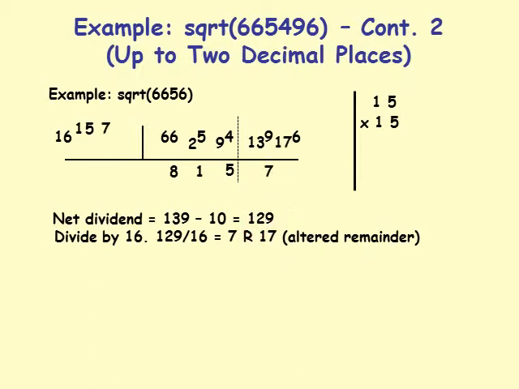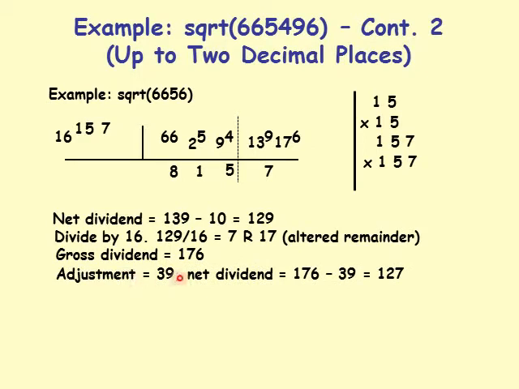Let's continue here. So we are at 7, 7, and 17. The adjustment for the next step would be 157. Gross dividend is 176. Adjustment is 39. 7 times 1 is 7, 7 times 1 is 7, 7 plus 7 is 14, and next is 5 times 5, 25. 14 plus 25 is 39. That's the adjustment. Net dividend is 176 minus 39, which is 127.